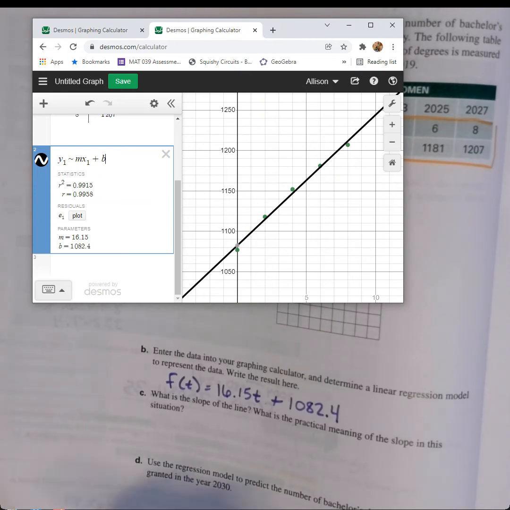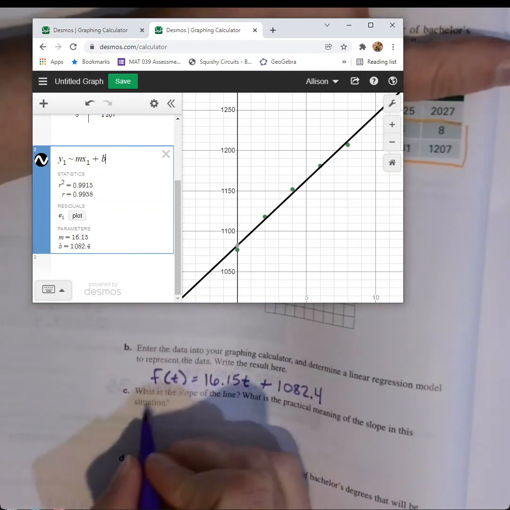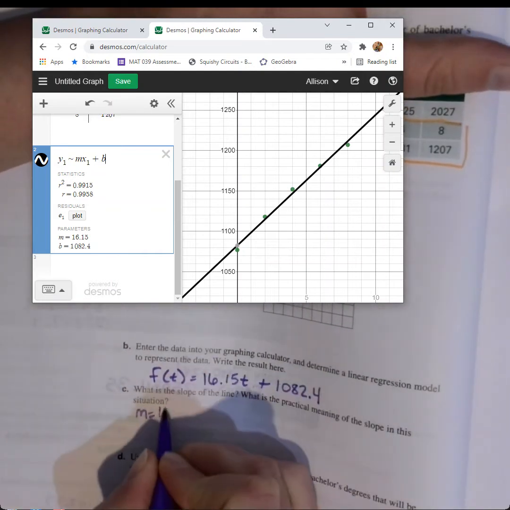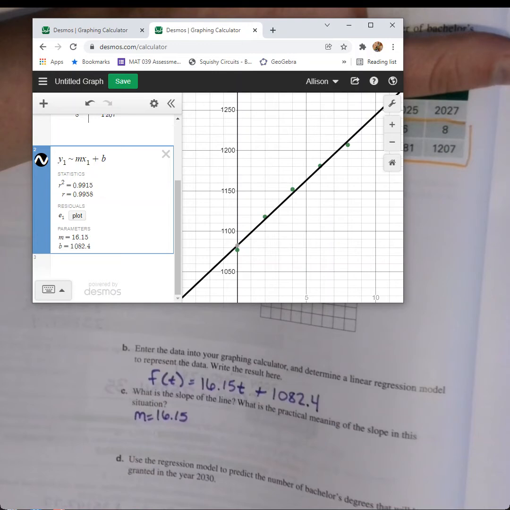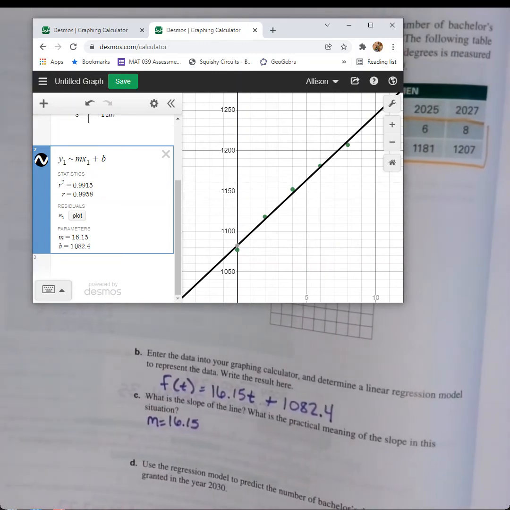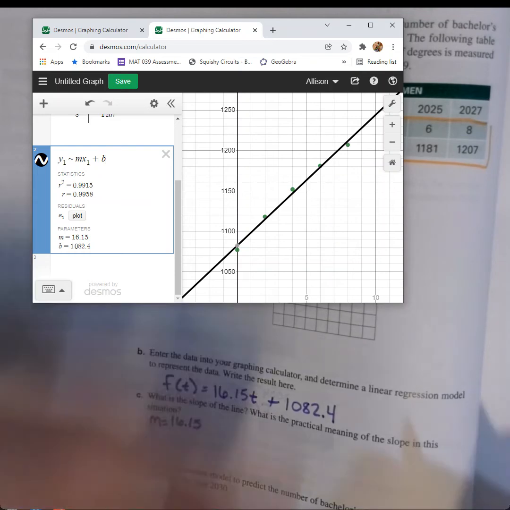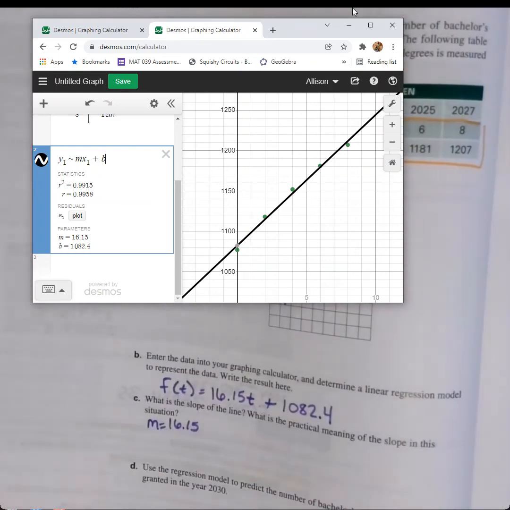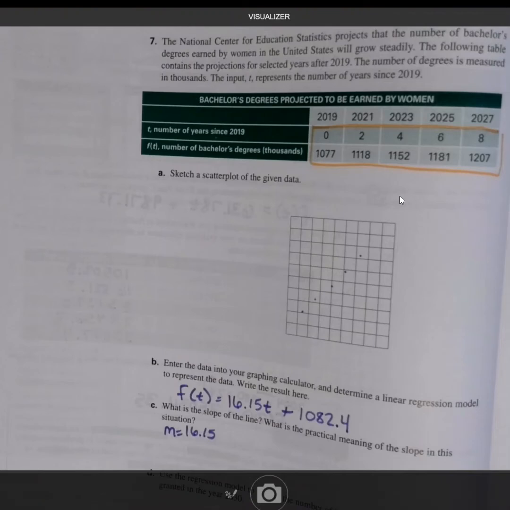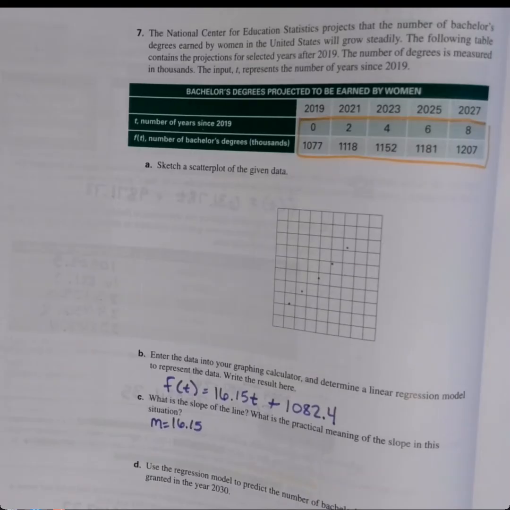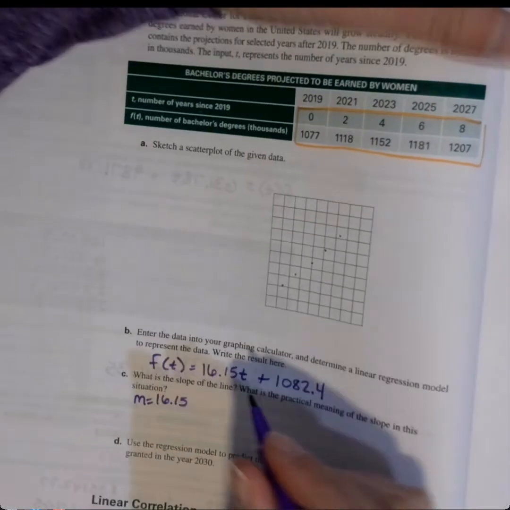What is the slope of the line? What is its practical meaning? Well, I know the slope. It's right here at 16.15. That's the easy part because it's told to us. The interpretation part, that's where our brains have to fire in and figure out what this slope means. So I'm going to hide Desmos so that I can see the table on my screen here. There we go. Sorry about the flickering.